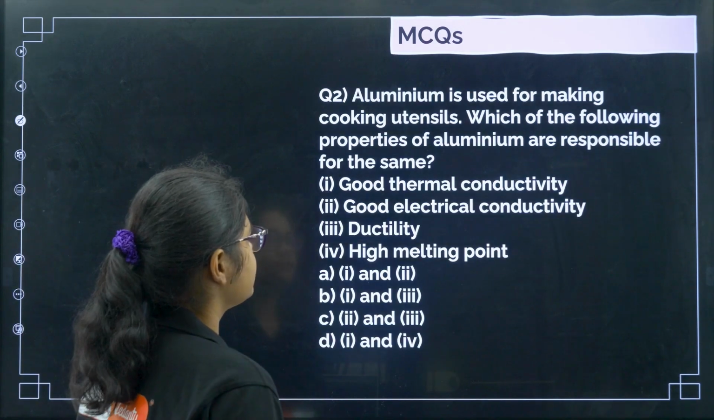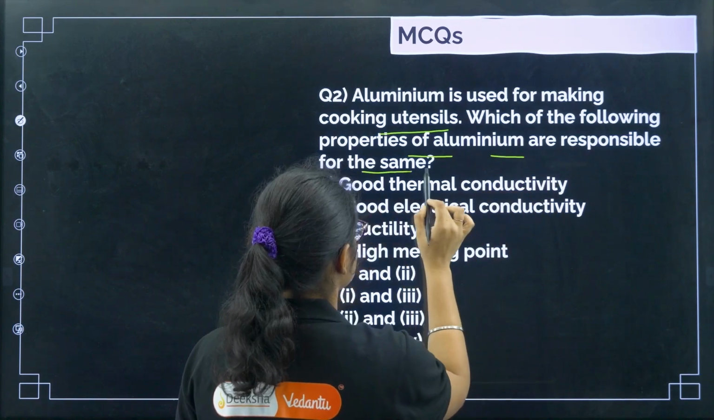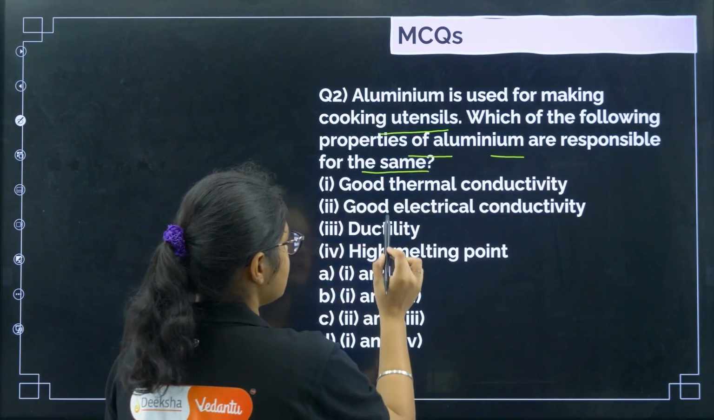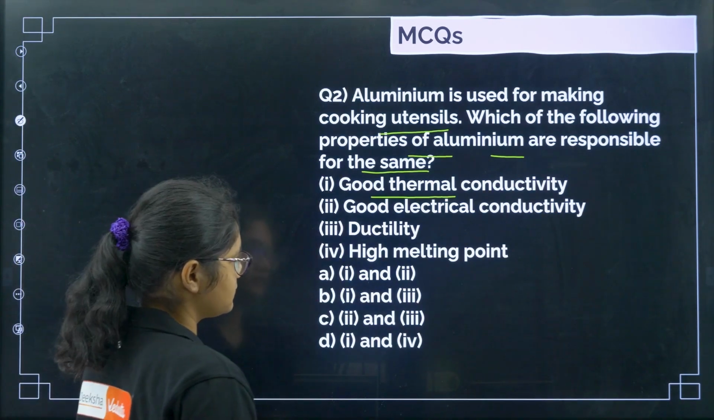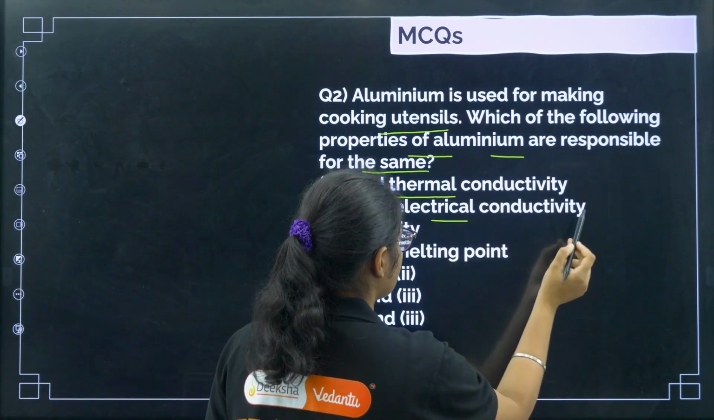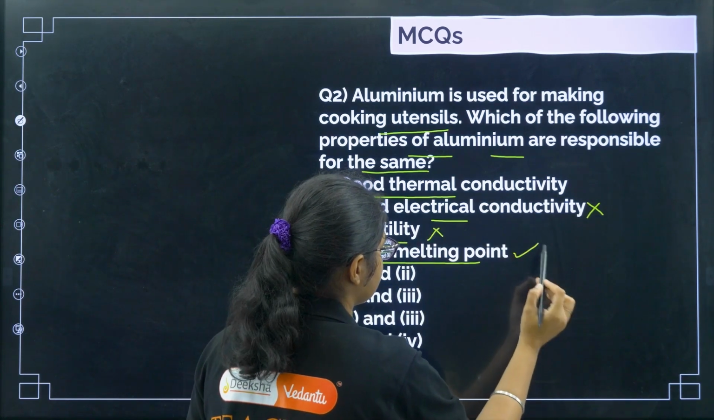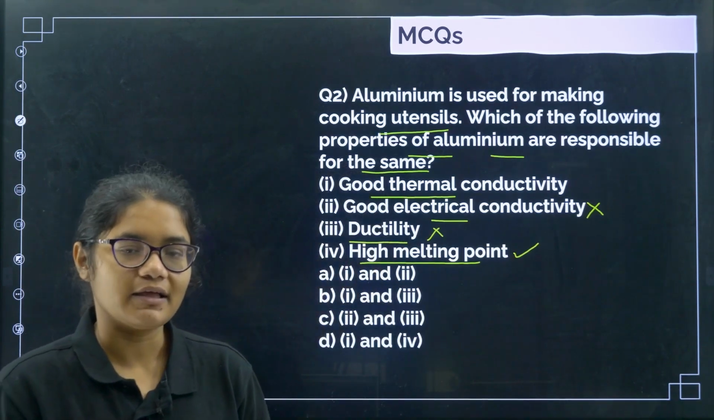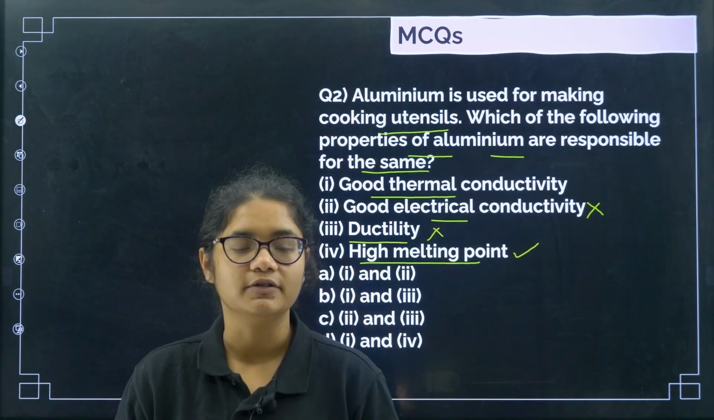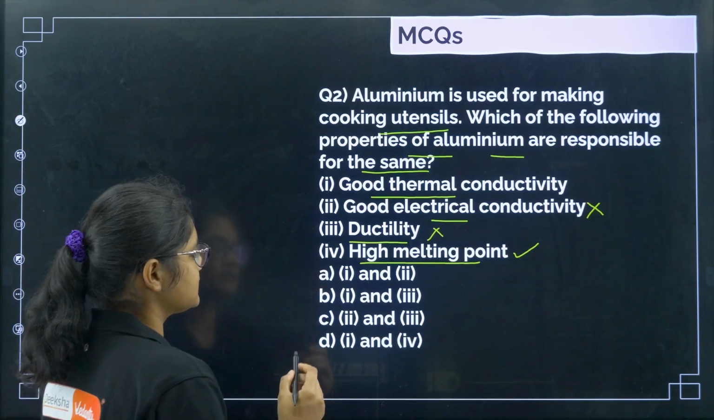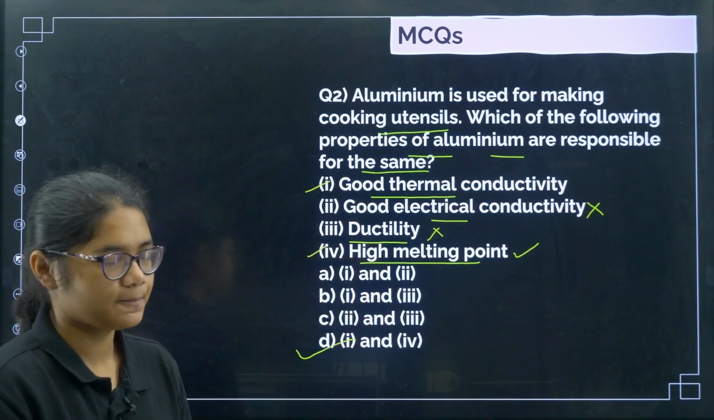Next, aluminium is used for making cooking utensils. Which of the following properties of aluminium are responsible for the same? So first one is good thermal conductivity. Yes, because it is a metal, a good conductor of heat. Electrical conductivity we don't require for cooking. Ductility is not required for cooking. High melting point, yes, this is correct, because if it does not have a high melting point, the container itself will start melting, right, and it may react with the food also. So which are the factors responsible for this? 1 and 4. Okay, so the correct answer is option number D.